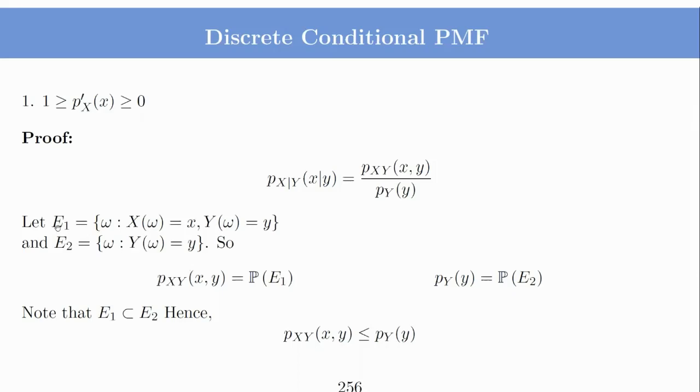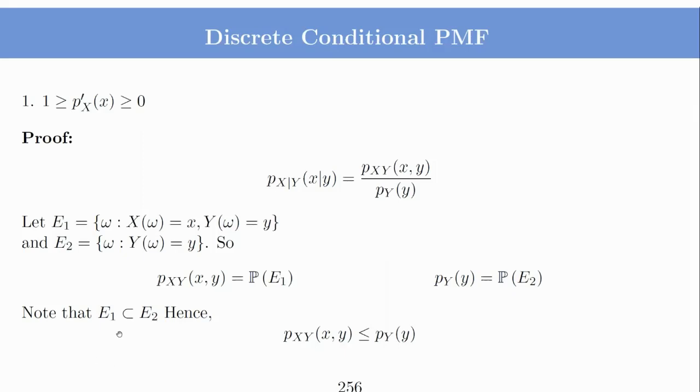Then you can see that the probability of E1 is nothing but the joint PMF at (x, y), by definition, since the joint PMF is the probability of the pre-image of this set. Similarly, the probability of E2 is nothing but the PMF of y at small y. Now you can see that E1 is a subset of E2. E2 is made from all omega such that Y(omega) takes value y, and E1 is made from all omega which satisfy this condition, but there is one more condition. So there will be some omega in E2 which do not satisfy this. So E1 is a smaller set than E2, in fact a subset of E2.